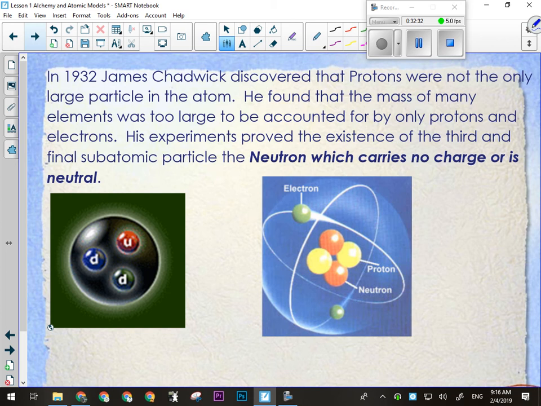So they had to come up with another particle that would also be in the nucleus, but it couldn't have a charge. It just had to account for mass. That's where the idea of neutrons came from. Neutrons have essentially the same mass as a proton, but carry no charge, so they help to make up the rest of that mass.